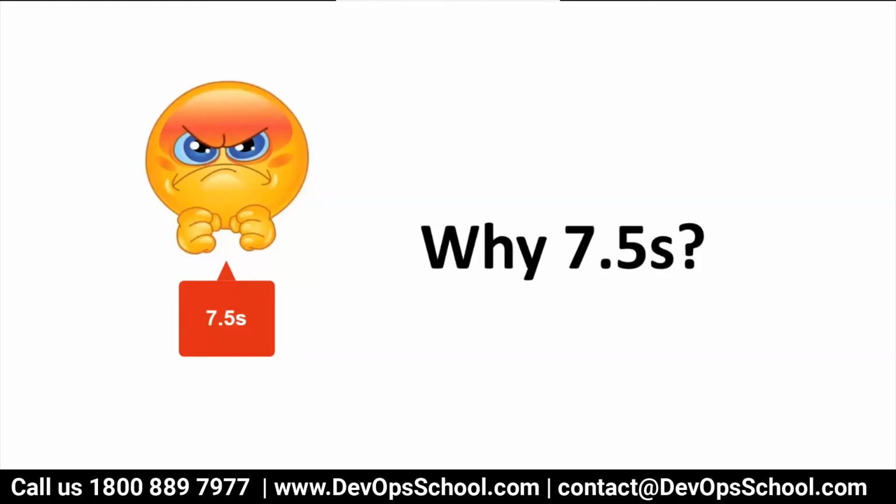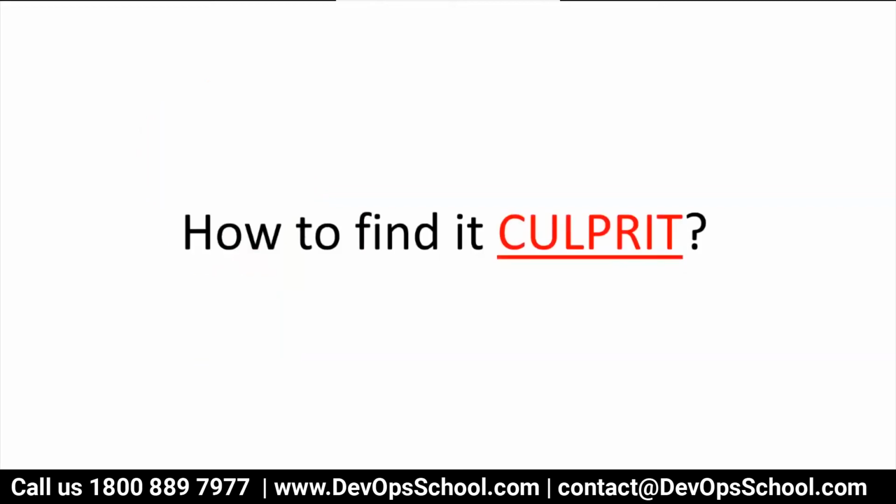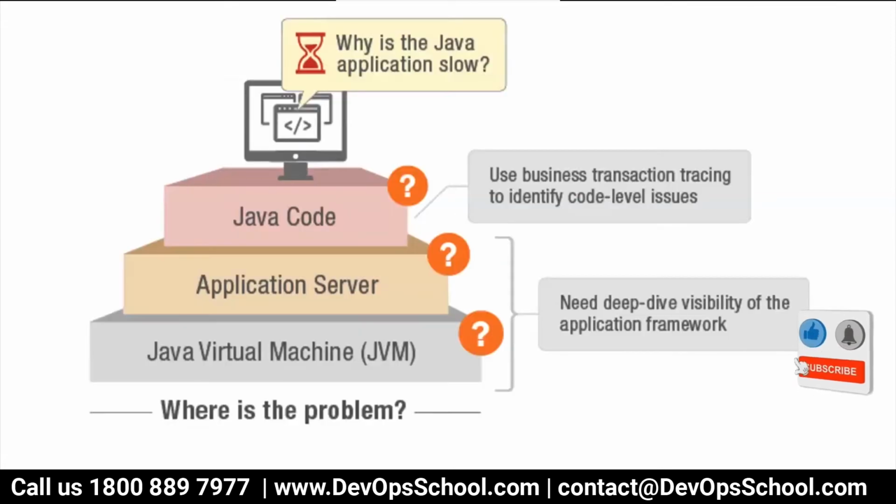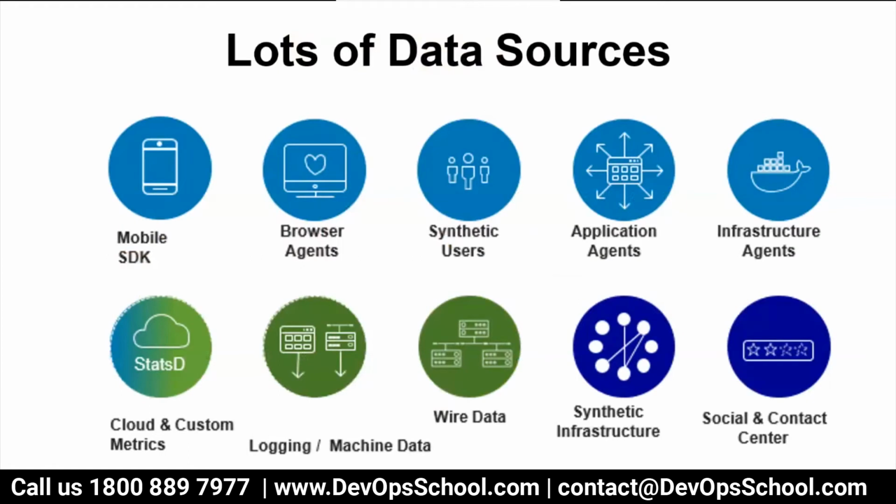Yes. So, how to find a culprit? How to find a culprit? Where is the problem? The problem in the code, application server, runtime environment, servers, infrastructure. Where is the problem? We need to find out. There are lots of data sources available where we can get this information.